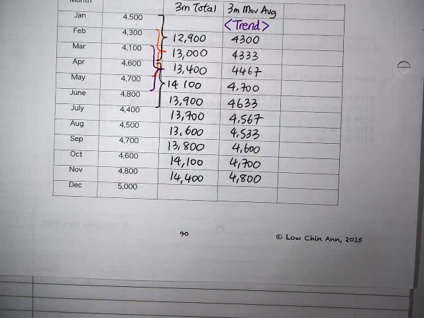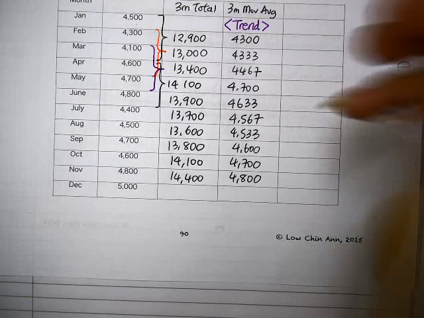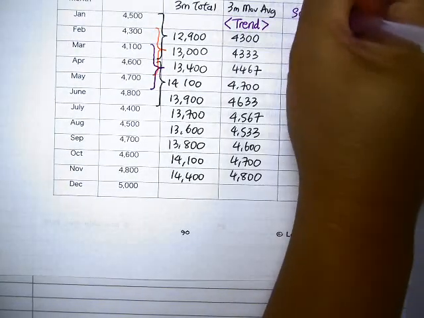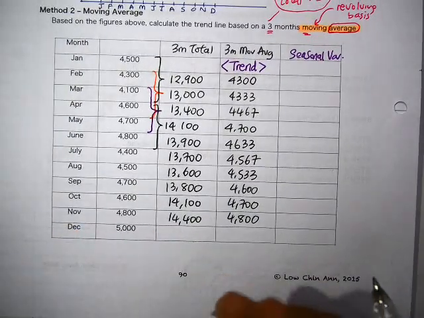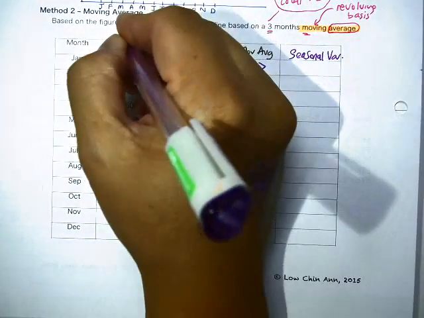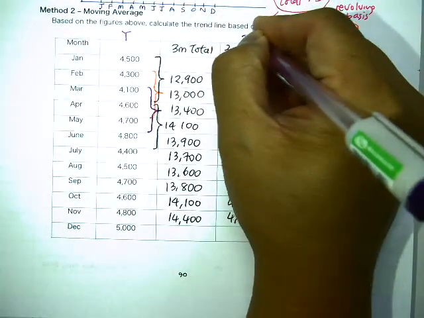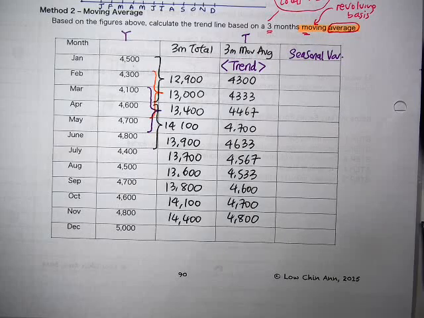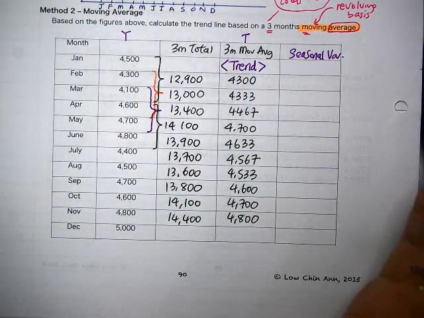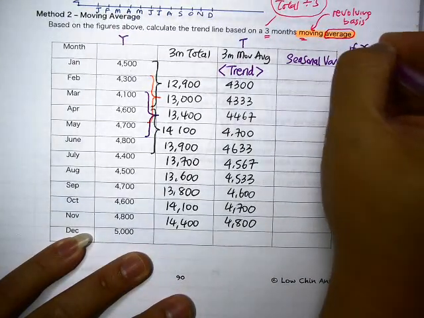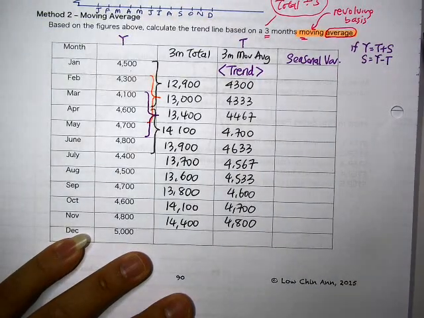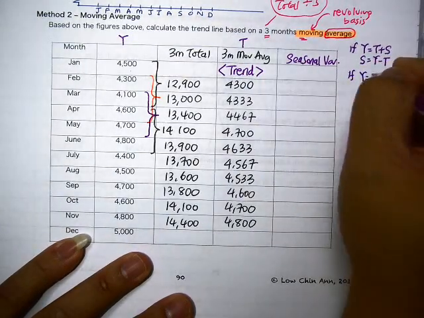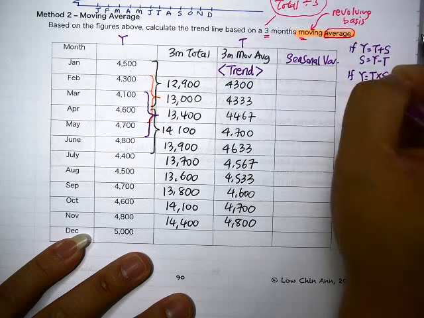So when you've got your trend, right? When you've got your trend, then you can make use of the trend to find your seasonal variation. Okay, you can use a trend to find seasonal variation. Now it's just mathematics only, class. This is Y, this is T. If this is Y, this is T, then what is S? Now, if Y equals to T plus S, then S must be Y minus T. Or if Y equals to T times S, then S must be Y divide T.